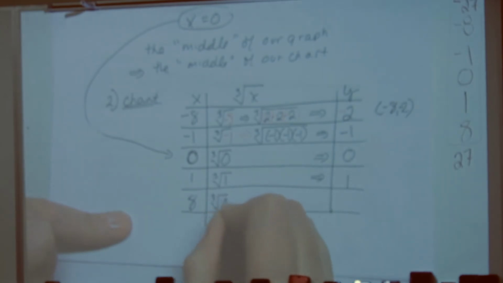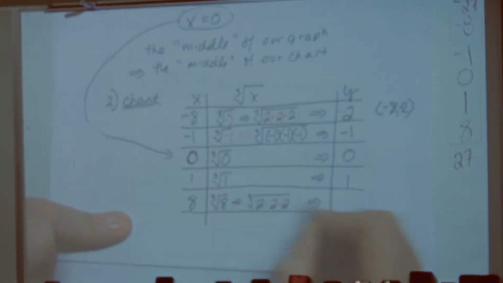The cube root of 8, 2. Yep, number 8 is made up of 2 times 4, 4 is 2 times 2. I have 3 of a kind. I pull out a 2, nothing's left.